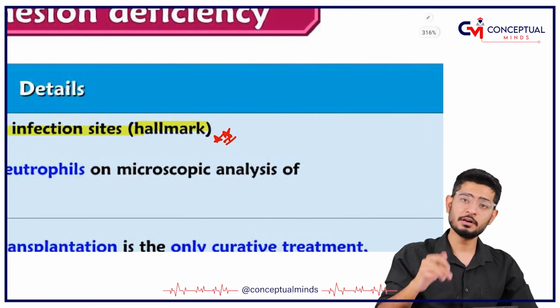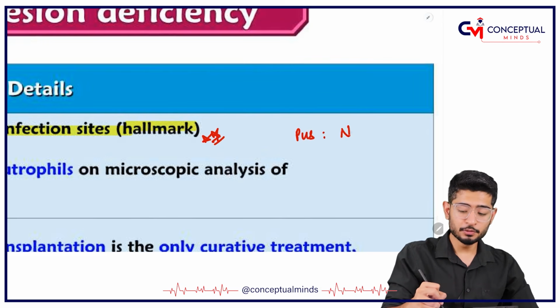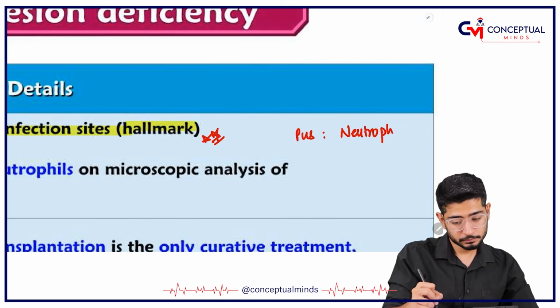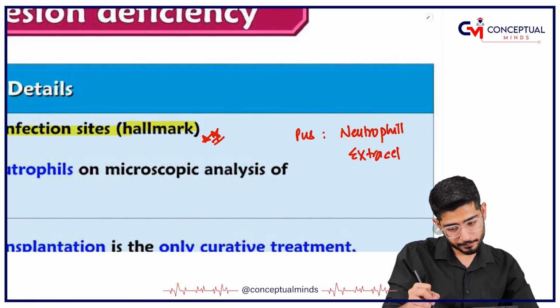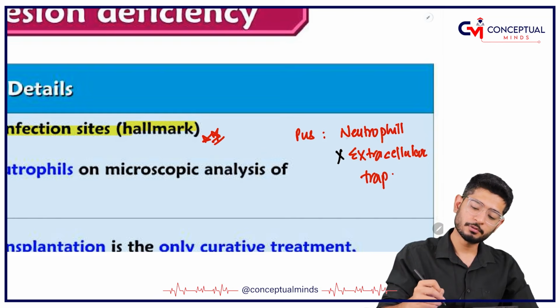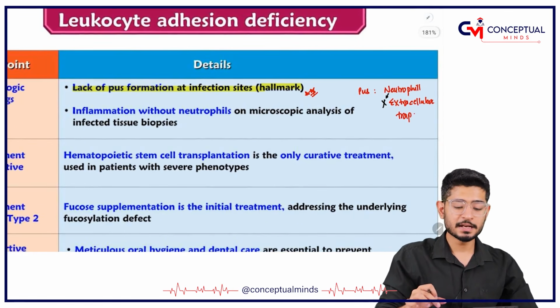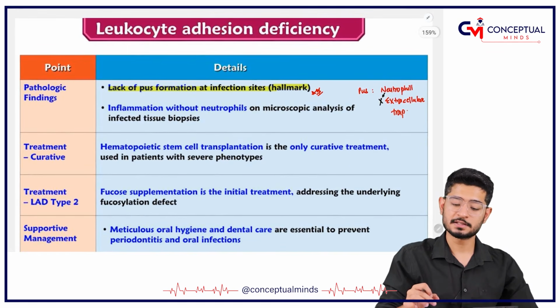If you know your general pathology, pus is nothing but the neutrophil extracellular trap. Now since the extracellular trap is not going to get formed because the neutrophils are not proper, there is lack of pus formation at the infection sites.